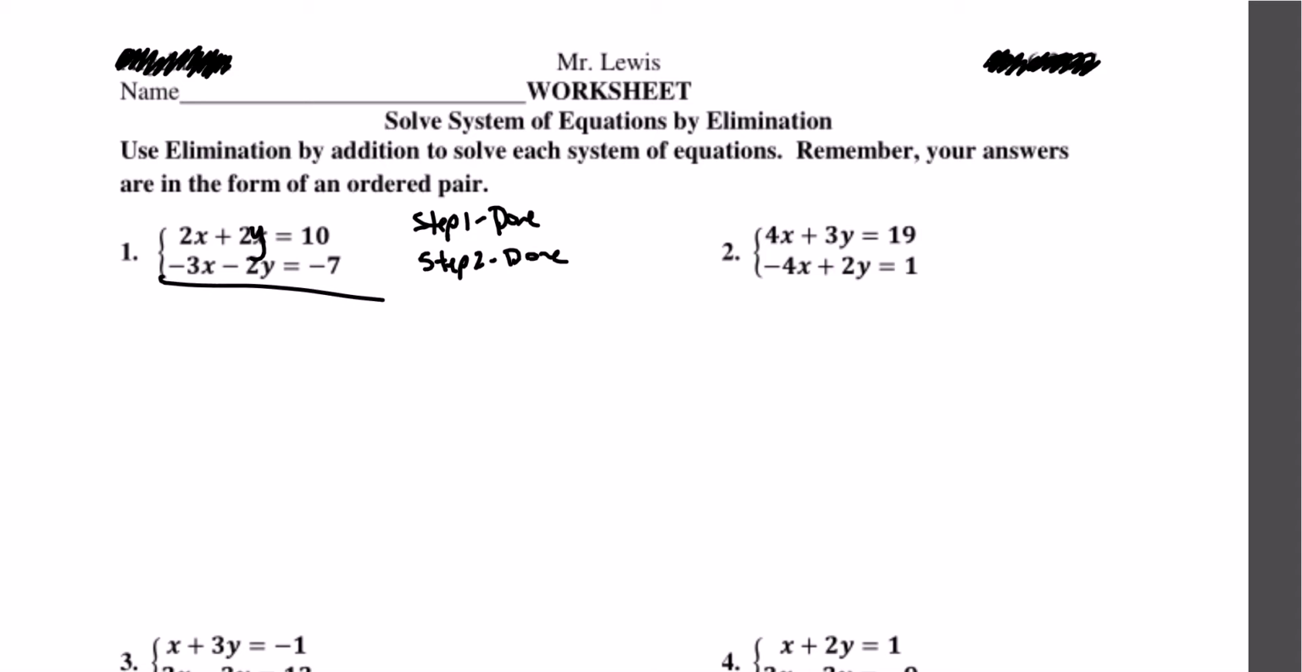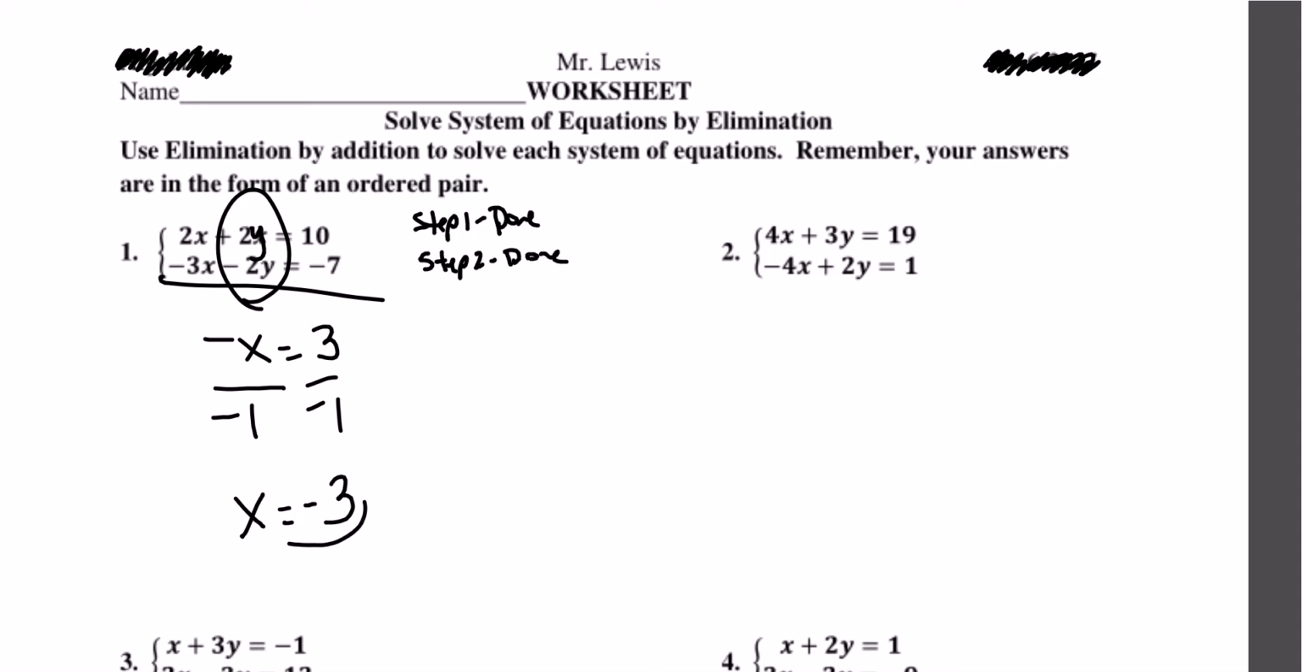So the first thing I'm going to do is add vertically. Look, those y's already match. They have opposite signs, so I'm going to add, and we get negative x equals 3. Divide by negative 1 on both sides. I get x equals negative 3. I take that negative 3, I'm going to plug it into either of the originals. I'll plug it into the top.